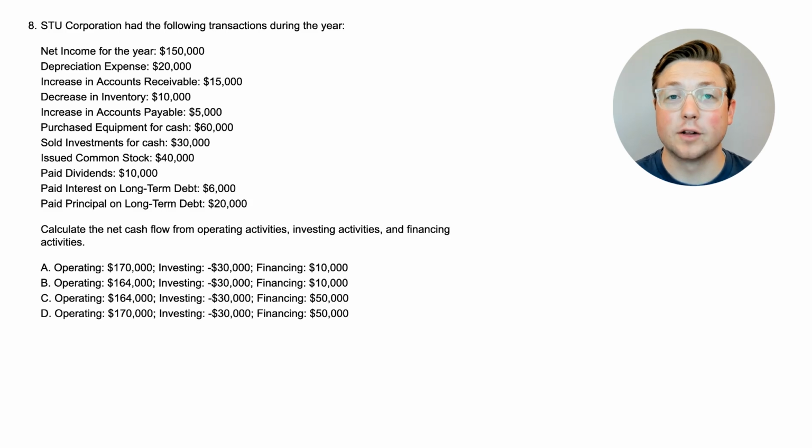All right, here we are at question 8. STU Corporation had the following transactions during the year. And again, remember, this is everything put together. So they had net income, depreciation expense, increase in accounts receivable, decrease in inventory, increase in accounts payable, purchase equipment for cash, they sold investments for cash, they issued common stock, they paid dividends, they paid interest on long-term debt, and they paid principal on long-term debt.